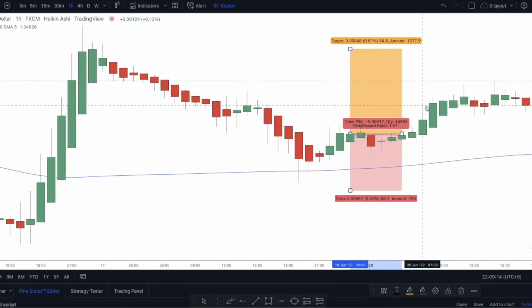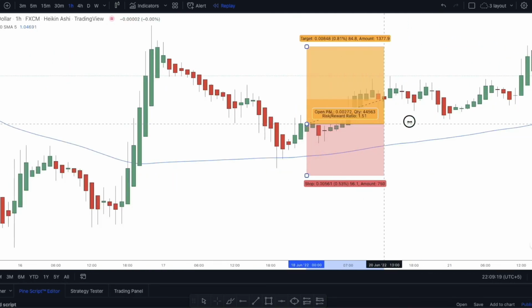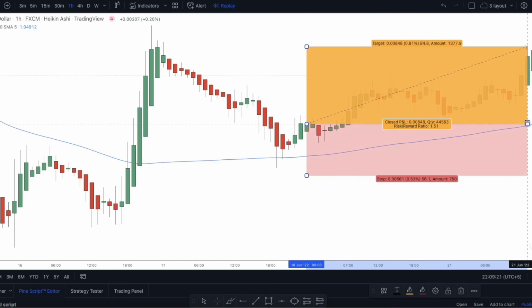So let's see how it plays. You can see that we made a decent 1.5 risk reward ratio again using this simple Heikin Ashi strategy. So I hope that you guys understand what a Heikin Ashi is, how to read Heikin Ashi candles, and how we can use this simple strategy to our advantage to take the buy and sell trades.